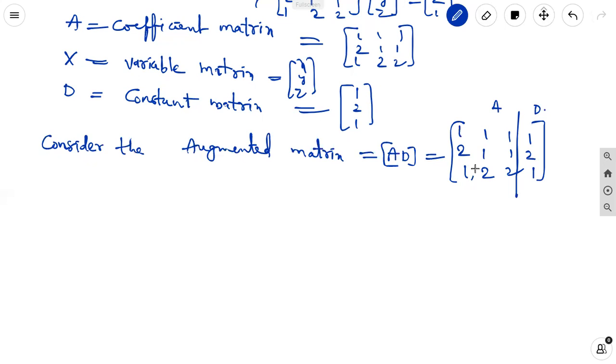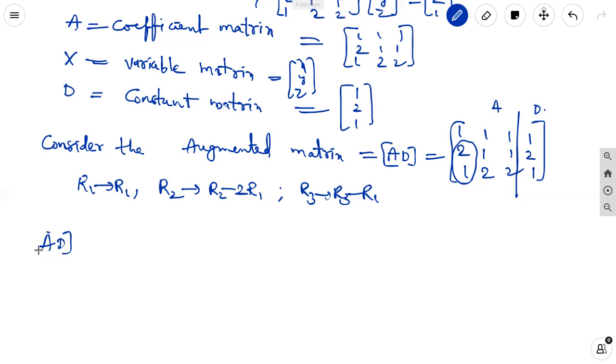Here, first we reduce these two elements to 0. So R1 remains as it is. For R2, multiply R1 by 2 and subtract it from R2, then we get 0. Then R3 becomes R3 minus R1, because 1 minus 1 equals 0. Just check it.